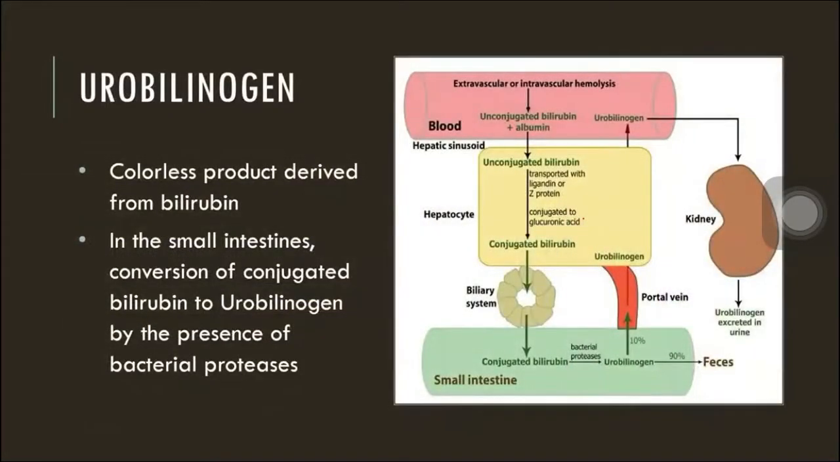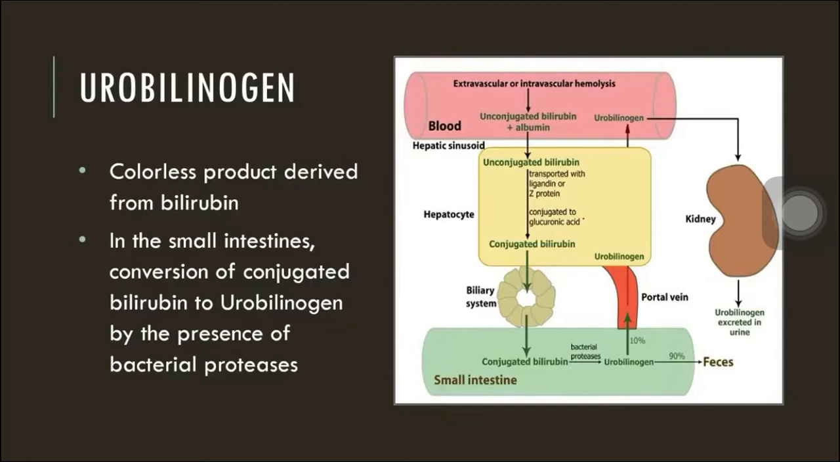Next, we have urobilinogen. Urobilinogen is the colorless product derived from bilirubin. So the normal color of urobilinogen is colorless. But if in excess, it becomes orange-brown again. Of course, in excess, urobilinogen becomes urobilin, and may cause orange-brown coloration.